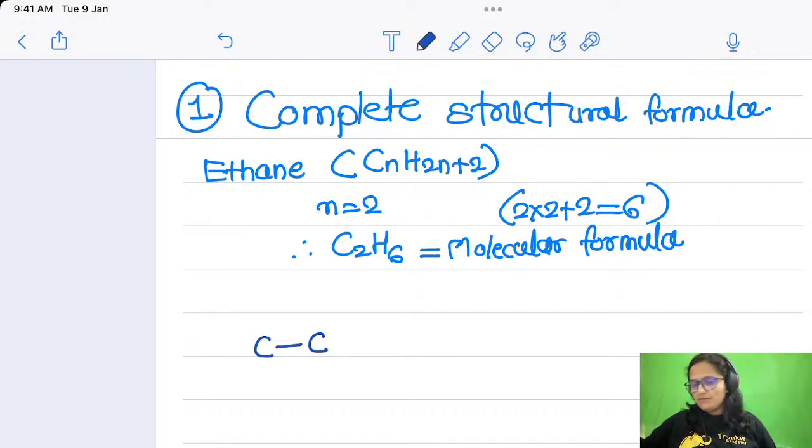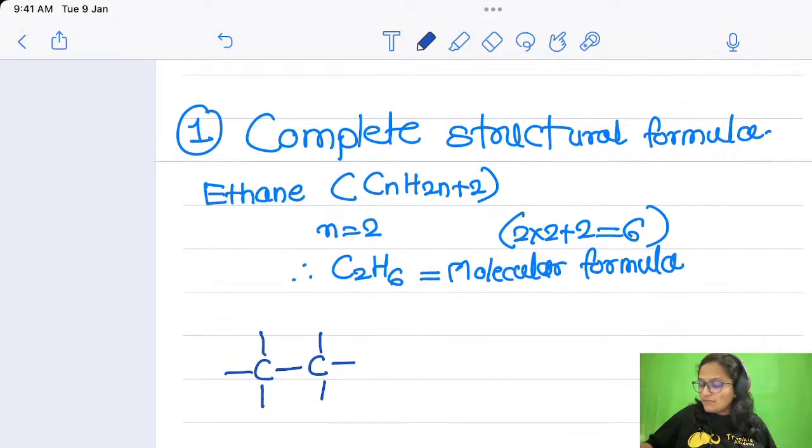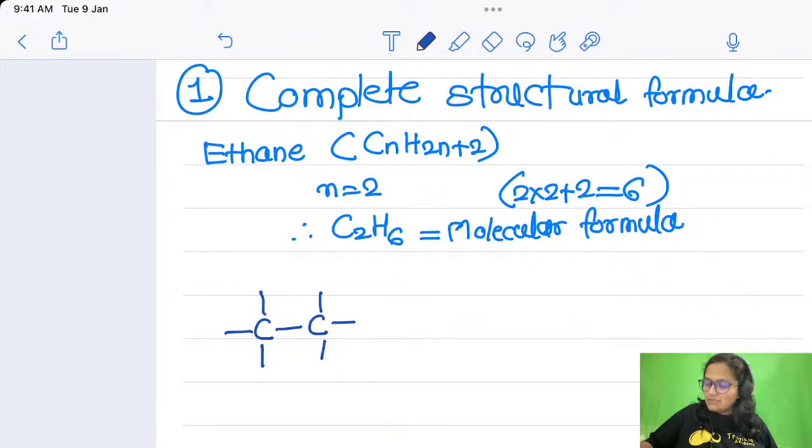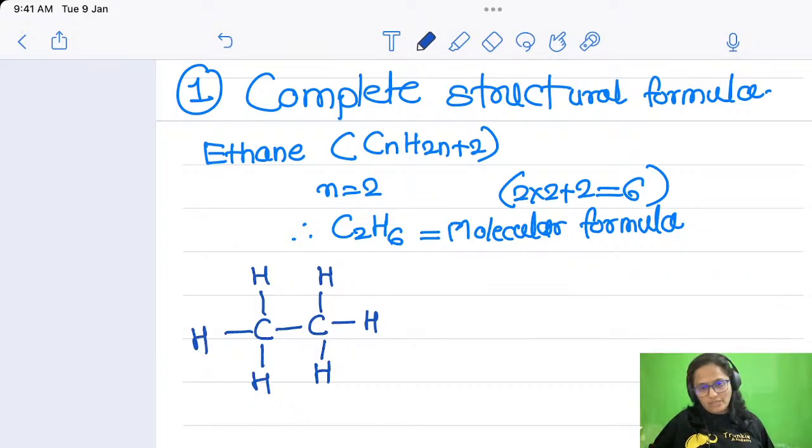So in the case of ethane, a carbon to carbon single bond is present. That means every carbon needs 3 more lines, so I will attach 1, 2 and 3. Whatever is left, satisfy it using hydrogen. Satisfy the tetravalency by hydrogen atoms like this.